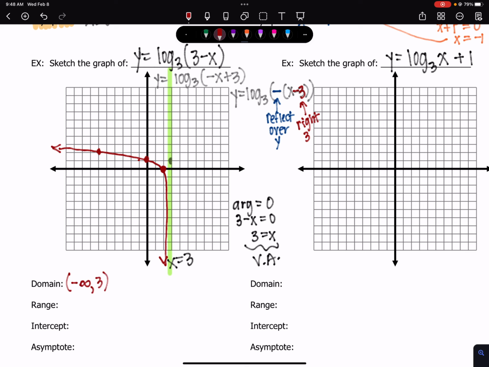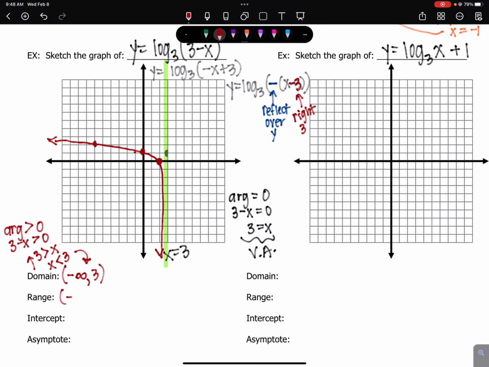I'm going to check this by taking my argument and setting it greater than 0. So 3 minus x is greater than 0. I'm going to add x to both sides. 3 is greater than x, which means x is less than 3, and that indeed is negative infinity to 3. My range for logarithms is always negative infinity to positive infinity. I have two intercepts, one at 0, 1, and the other one at 2, 0. And my asymptote is at x equals 3.